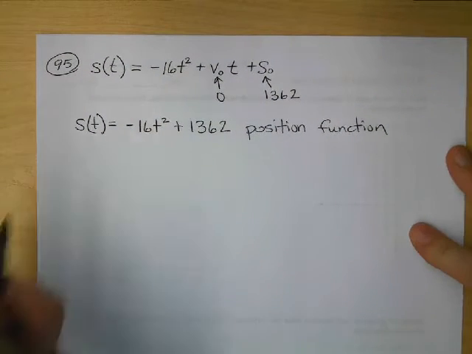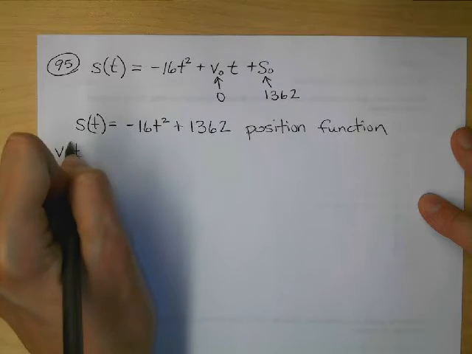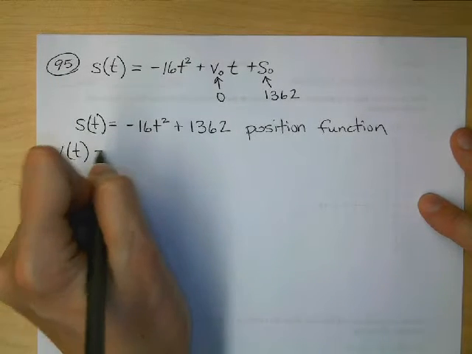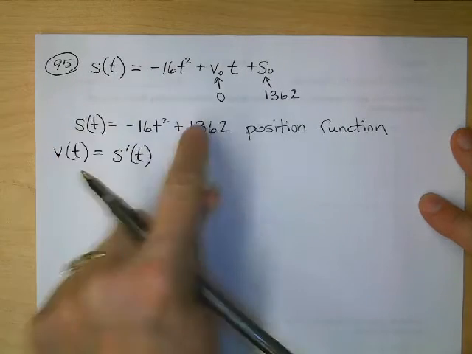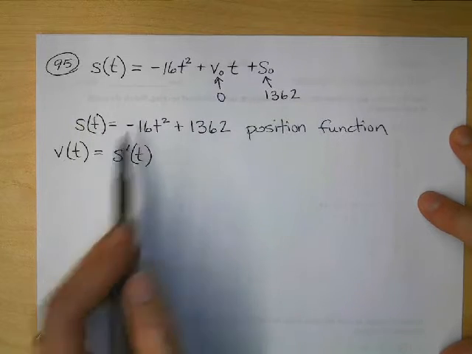Then they want the velocity function. So the velocity is the derivative of this position function. So you just have to take this s prime of t. You have to take the derivative of this function. That'll give you velocity, the first derivative of this.